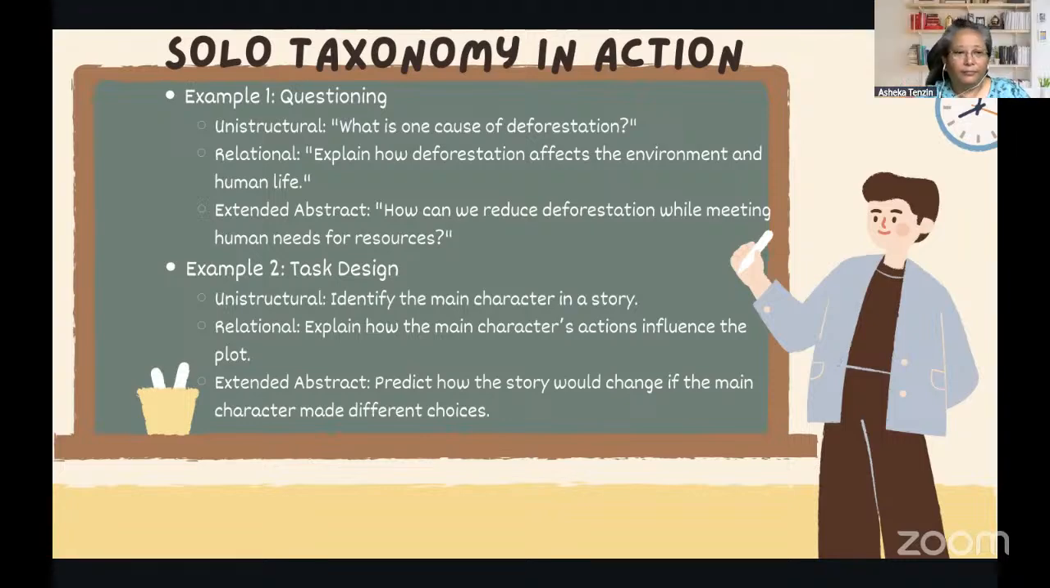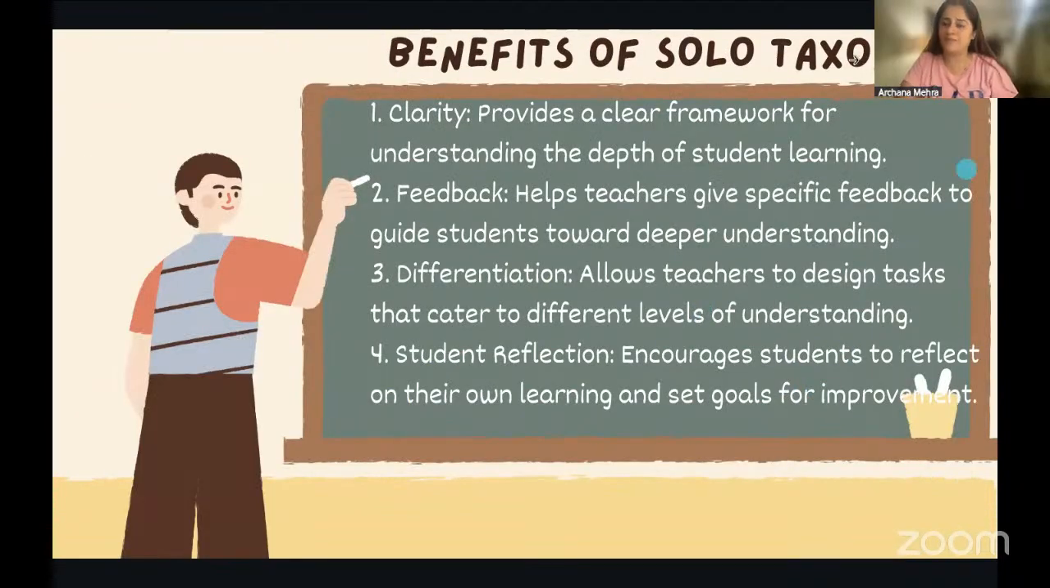Yes, yes. So benefits of SOLO taxonomy, let's understand that. It provides a clear framework for understanding the depth of students' learning, helps teachers to give specific feedback, and guide students towards deeper understanding. Suppose when we talk about constructive feedback, this SOLO taxonomy can be utilized if the level of the child is basically on the relational level. You can ask the child, now you can move ahead to this level to show me or present your understanding. So this way, the child will also increase the level of his understanding.